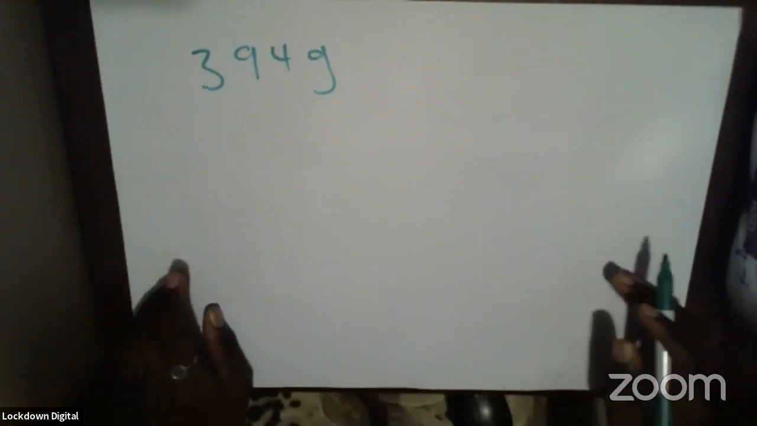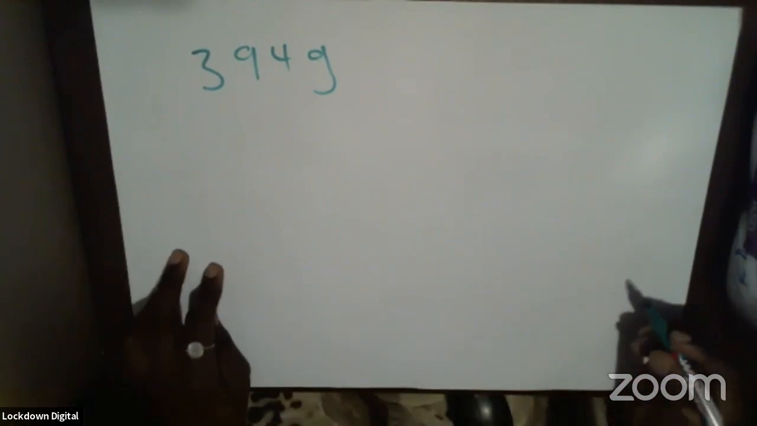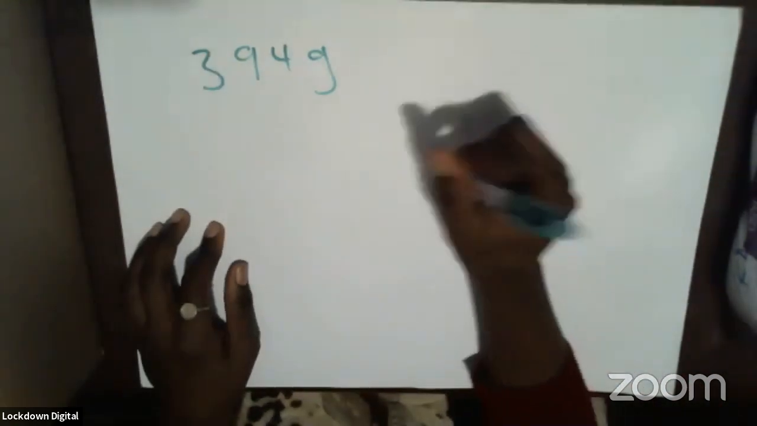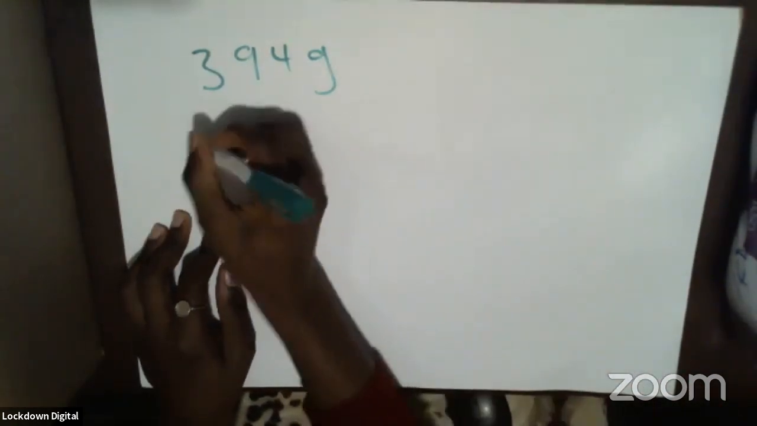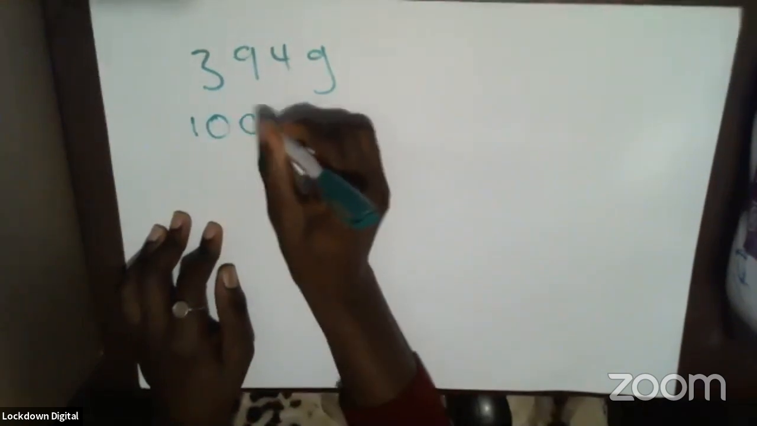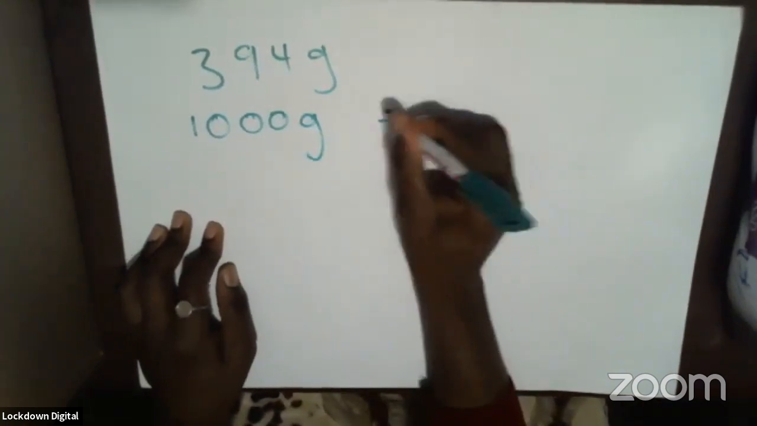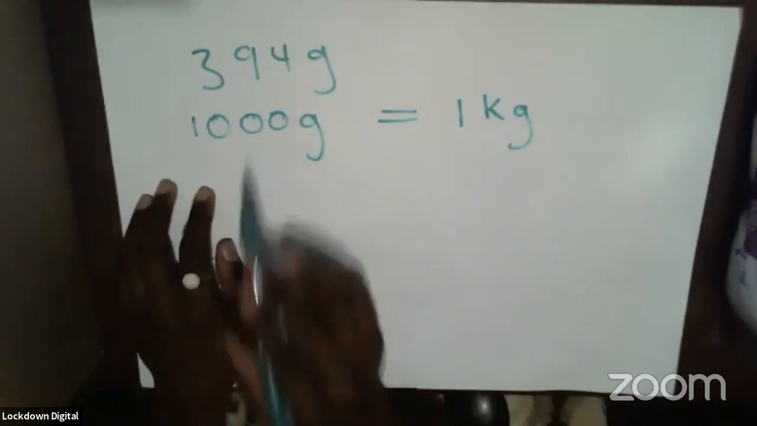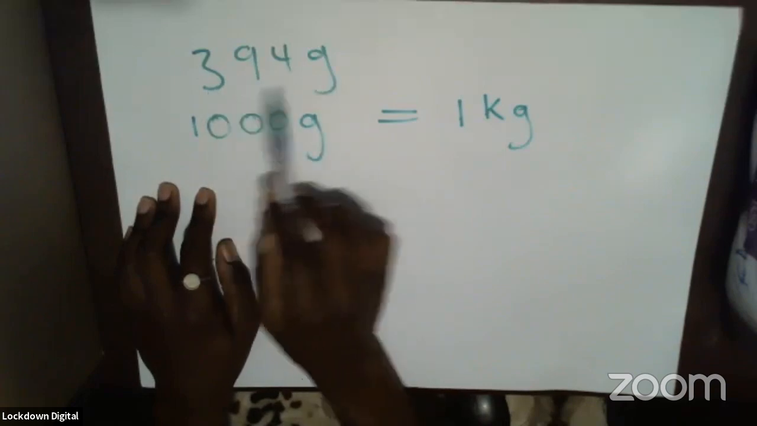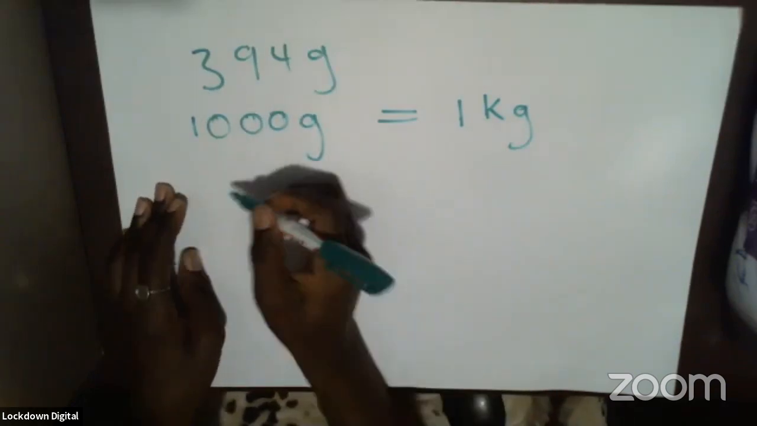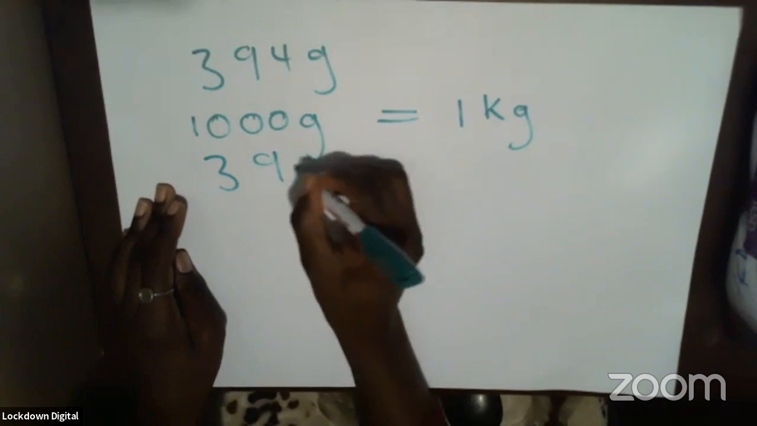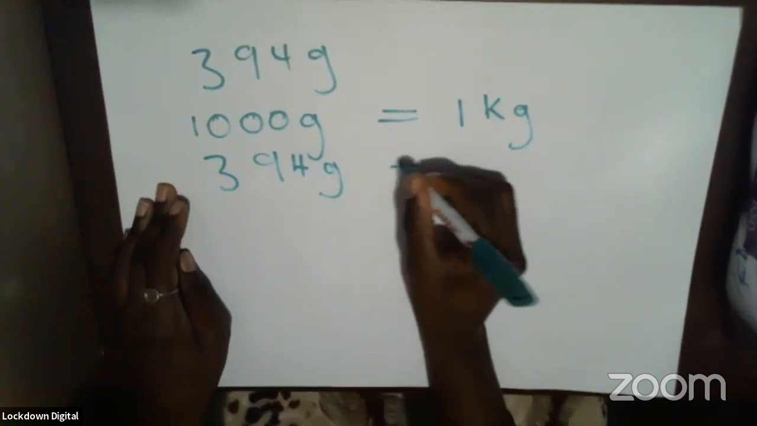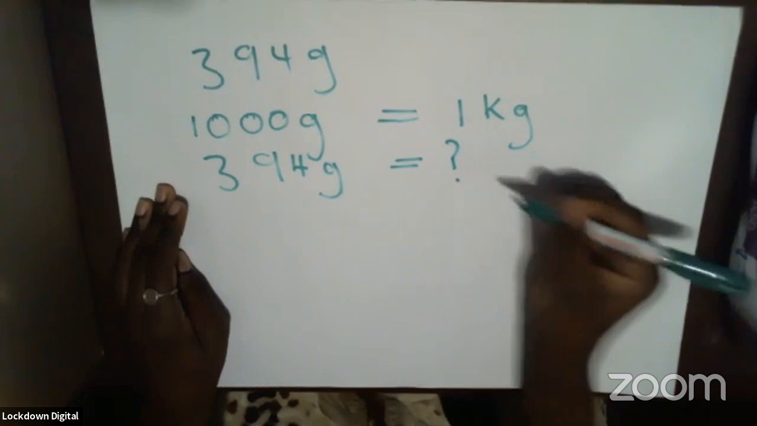Simple proportion makes use of the information that you already know about a situation. So we have a situation here. What do we know about this situation? We know that 1,000 grams is equal to 1 kg. So what do we need to do? We need to convert these grams to kg. So we say 394 grams is equal to a question mark.